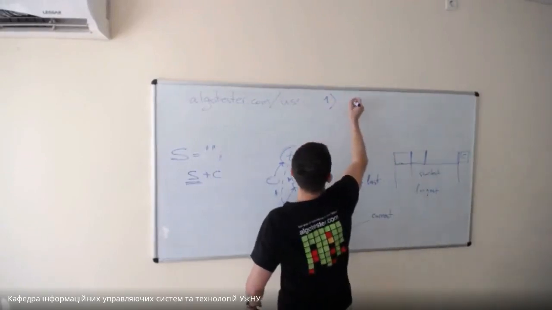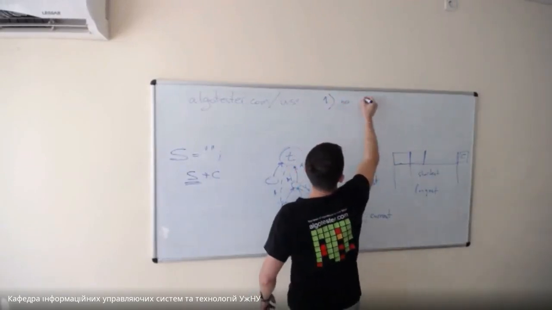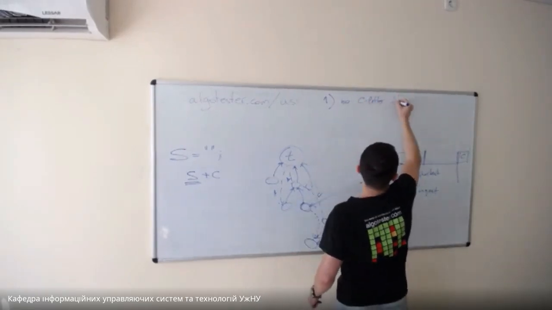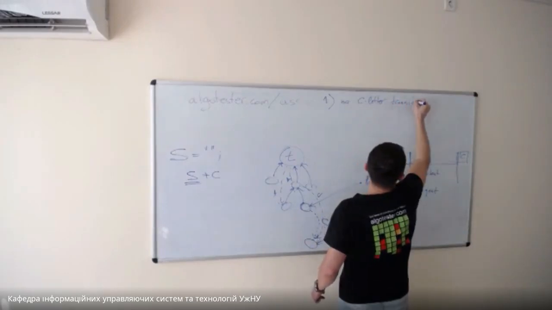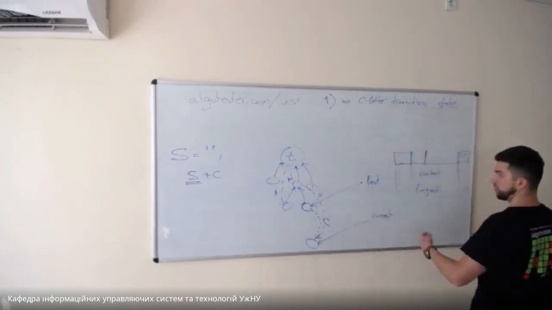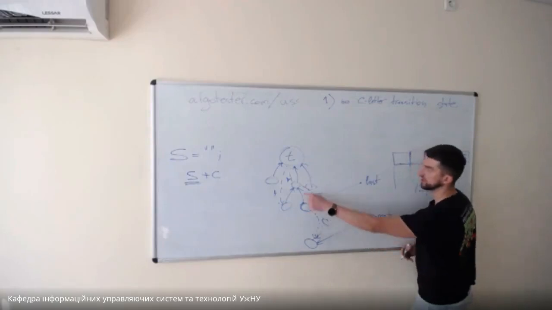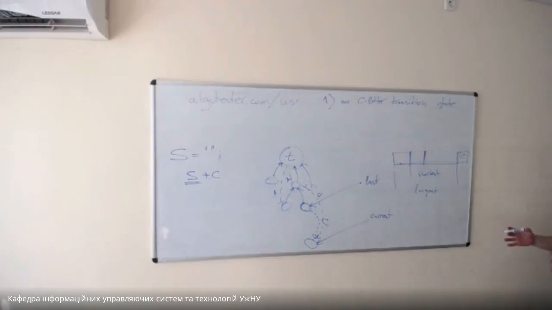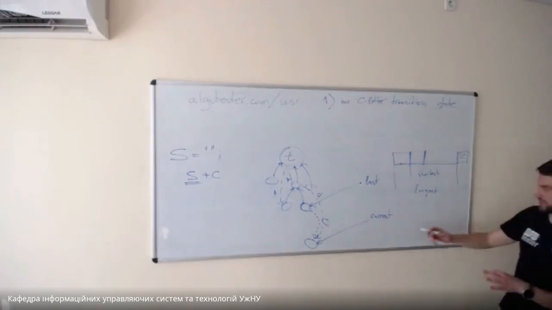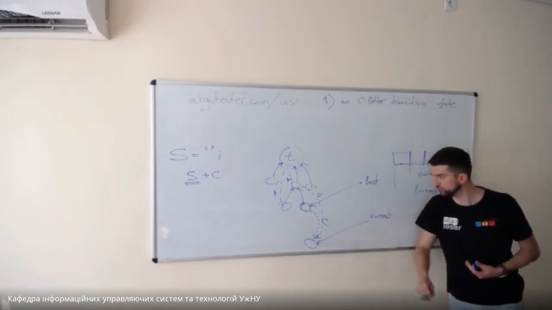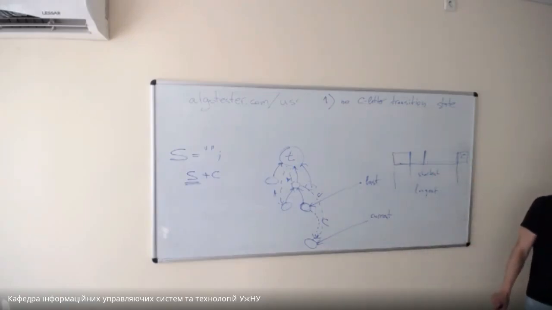So case number one: no C letter transition state. On our way from the last state to the root of the tree, there was no C letter transition state. So in that case, we simply add a C character transition from each of them to the new current state.